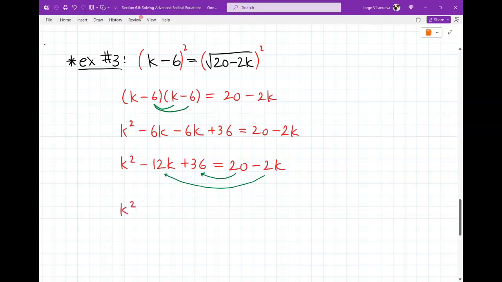I get K squared. I have negative 12K plus 2K. That's negative 10K. And then 36, and then the 20 goes over, so it's minus. So 36 minus 20, that's 16. And that's equal to 0.